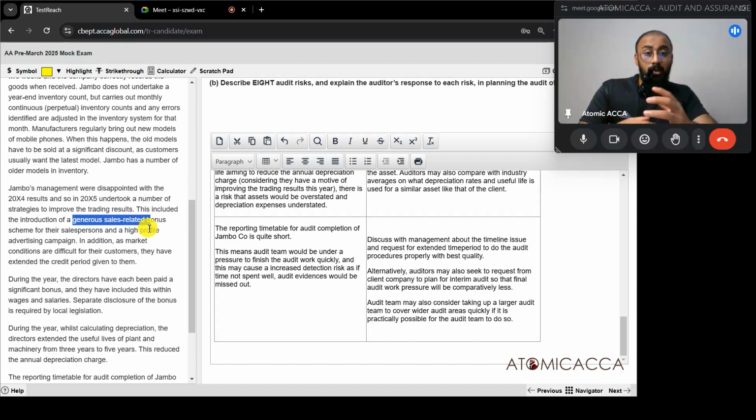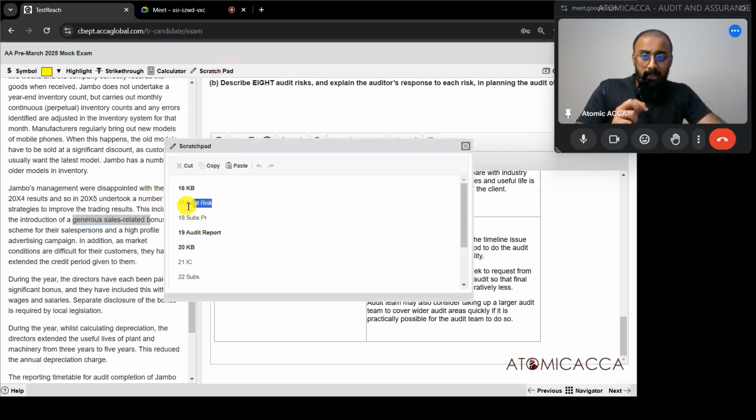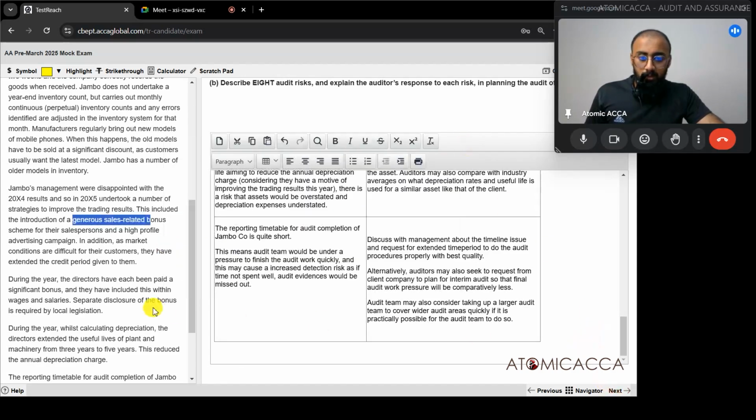So this is how you can crack your audit risk question, and I hope you have followed all the way till here. Now we're done with question number 17 for this case study. Next is question number 18 related to substantive procedure. So let's move on to the next question.